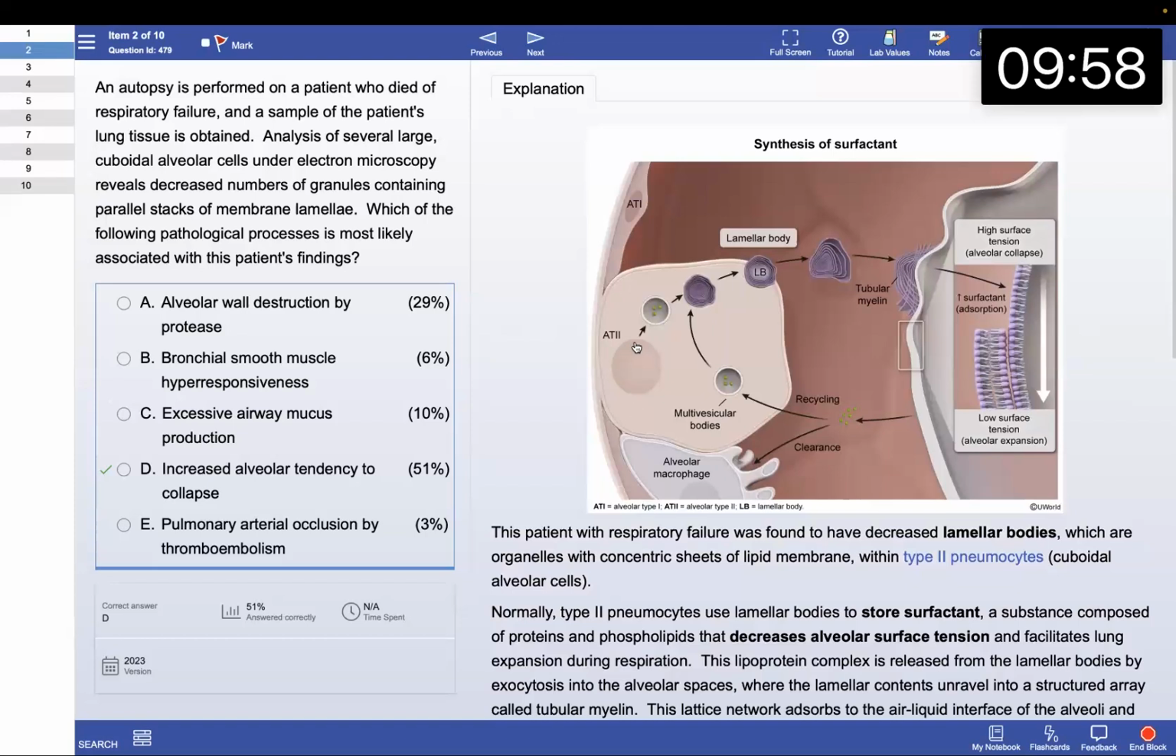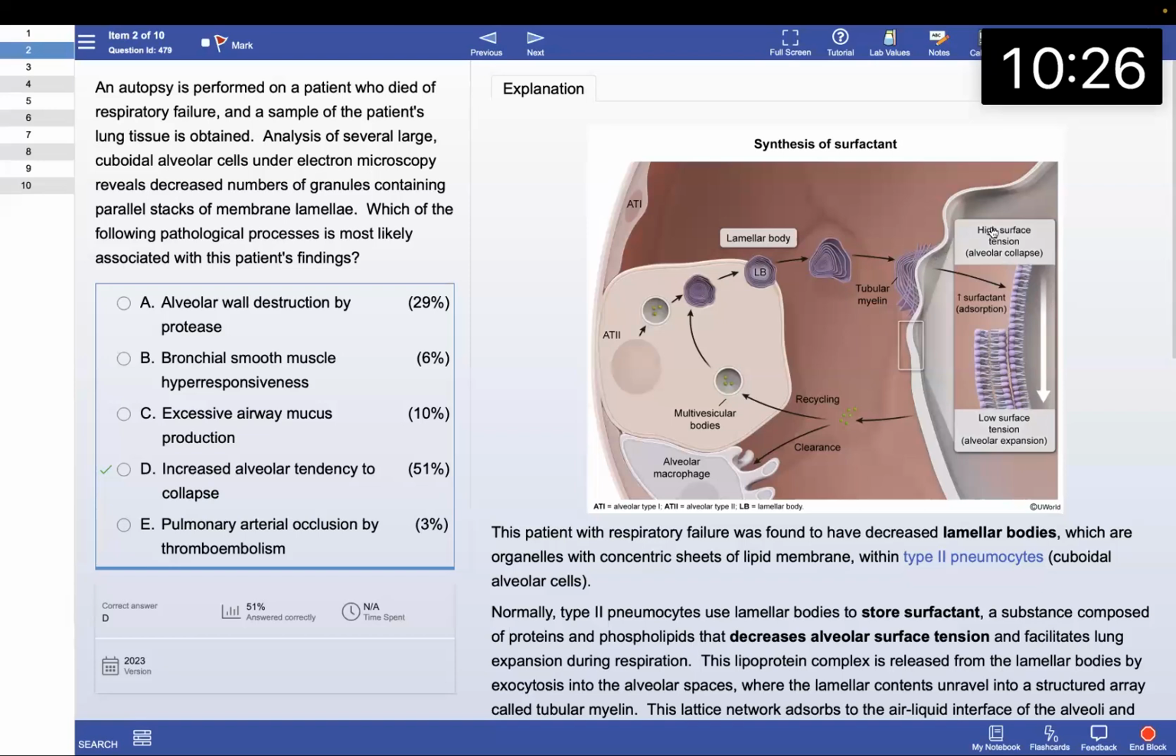Type 2 pneumocytes, which are the stem cells, will also produce the type 2 pneumocytes that produce the surfactant. And then it is packaged into lamellar bodies. And then this is composed of tubular myelin. And then we have the alveolar macrophage on the side. And okay, this is recycled.